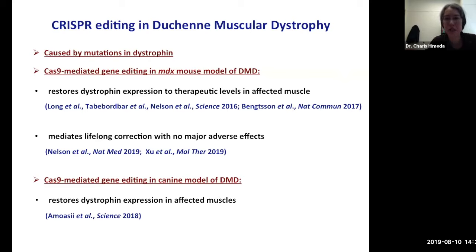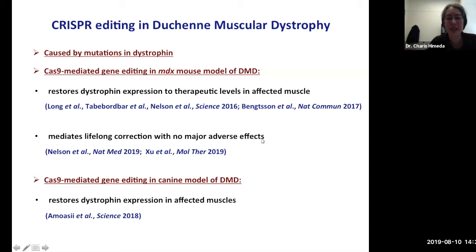The other thing about Duchenne is that they definitely have to get dystrophin expression back in the heart, which these studies have shown. FSHD, that's not a challenge. Luckily, we only have to target the skeletal muscle. The important thing is really this lifelong correction, showing that long term with no major adverse effects.